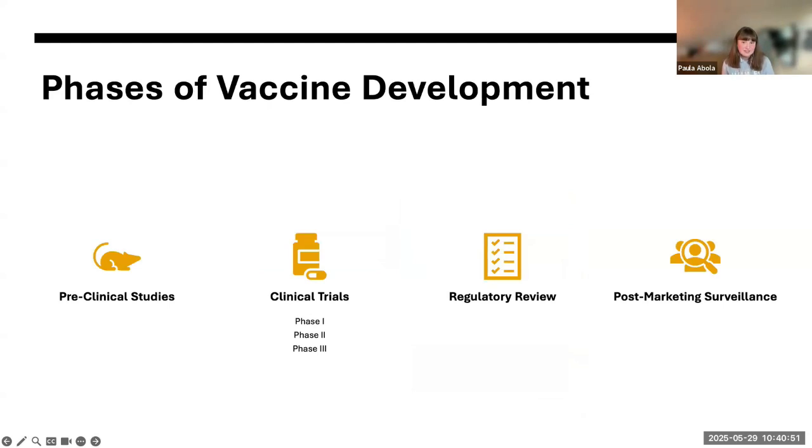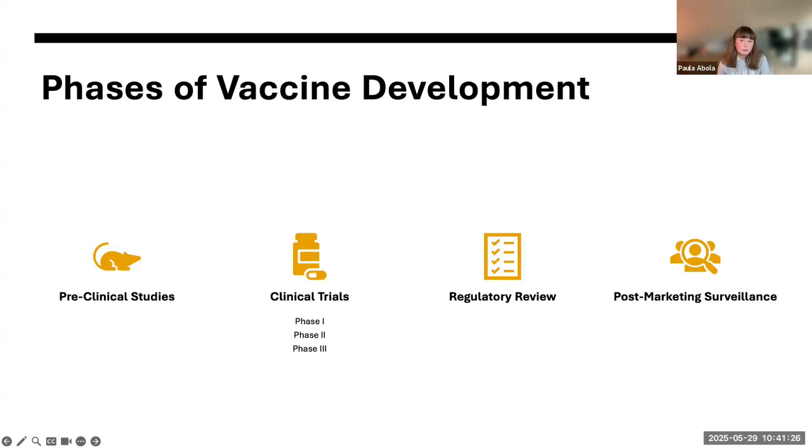So the major phases of vaccine development are, firstly, preclinical studies. You have probably heard of these. This is testing in cell cultures and animal models before moving on to humans. Then we have clinical trials. Phase 1 tests safety in small groups of people. Phase 2 tests safety and immune response in already larger groups of people. And phase 3 tests efficacy and rare side effects in an even larger group of people.